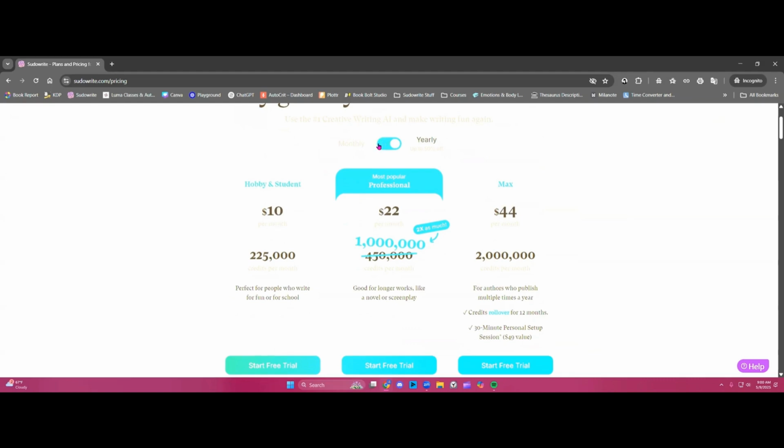Same thing goes for all of these. So make sure if you're only wanting to pay month to month, that you have that toggle towards the monthly side. If you're okay with paying upfront yearly and getting that discount, have that toggle over here. Now, it doesn't matter if you do monthly or yearly, you can cancel at any time. So if you want to pay for that year price, get the discount, 3 months down the road, you decide, you know what, Sudowrite is not for me, you can cancel it.